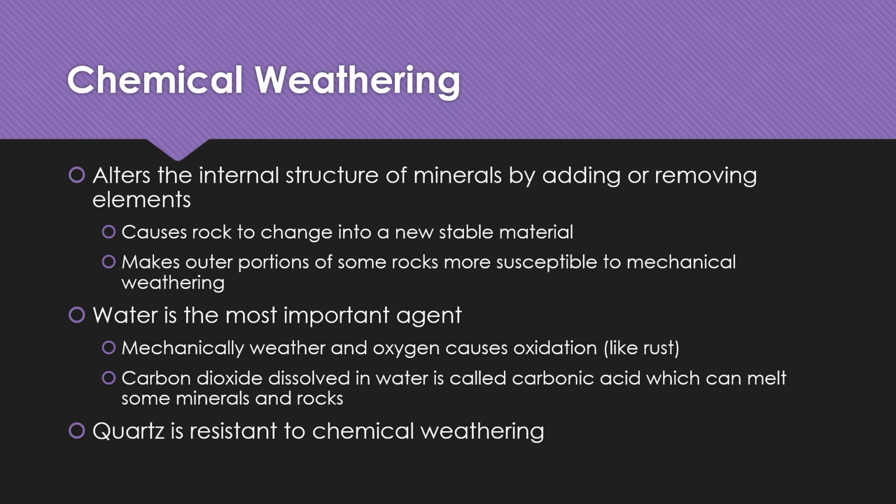Water is the most important agent of chemical weathering because it can mechanically weather and it can cause chemical weathering, such as the oxygen causing oxidation, like rust. Carbon dioxide dissolved in water is called carbonic acid, which can melt some minerals and rocks, like limestone. Quartz is very resistant to chemical weathering, so it doesn't really get weathered by chemicals. It's going to really be altered by mechanical weathering, which is pretty much due to its high amount of silica.